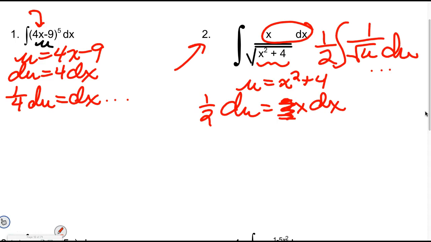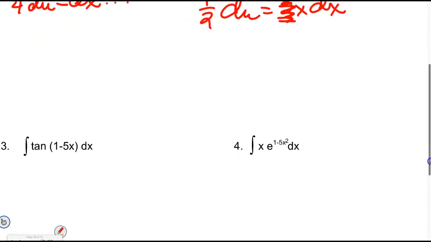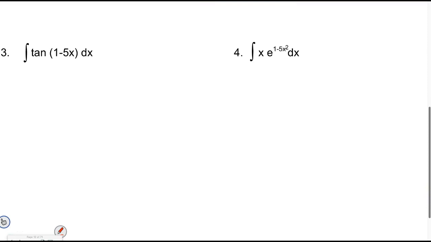And if you're sitting there thinking, oh, she's going so fast, we did this all last year. It's technically not part of this chapter. We're just trying to work out some kinks before we learn new stuff.